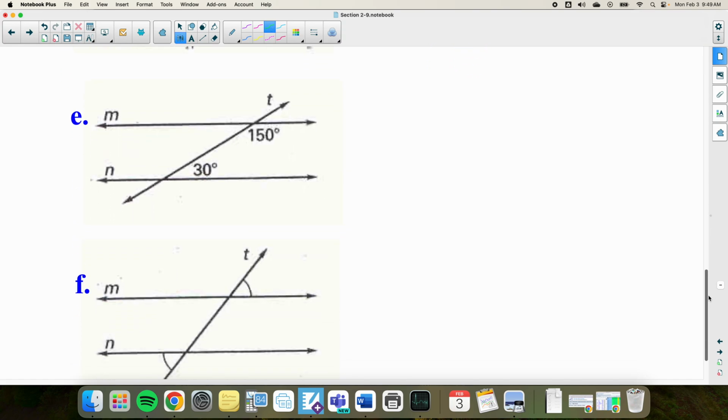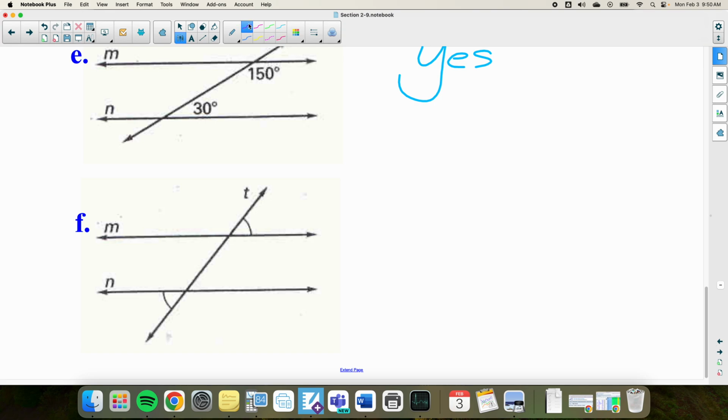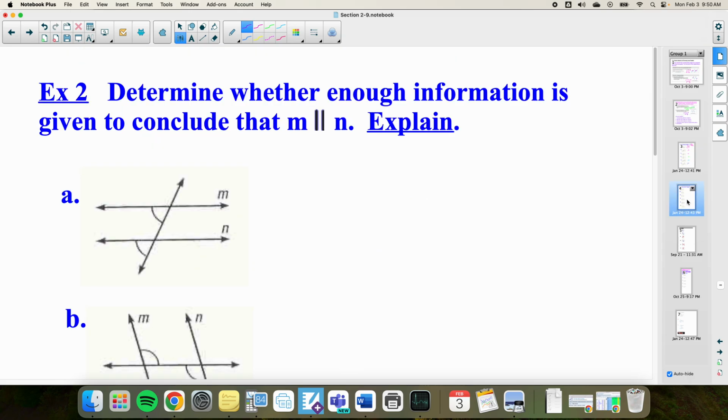Now E, what kind do those look like? Consecutive interior. And consecutive interior, do we want them equal or do we want them to equal 180? Is 150 plus 30 180? Yes, so that is because they're consecutive interior and they add up to 180. If I look at F, what kind are those two? Alternate exterior. And do we want those to be equal? Yes, very good.